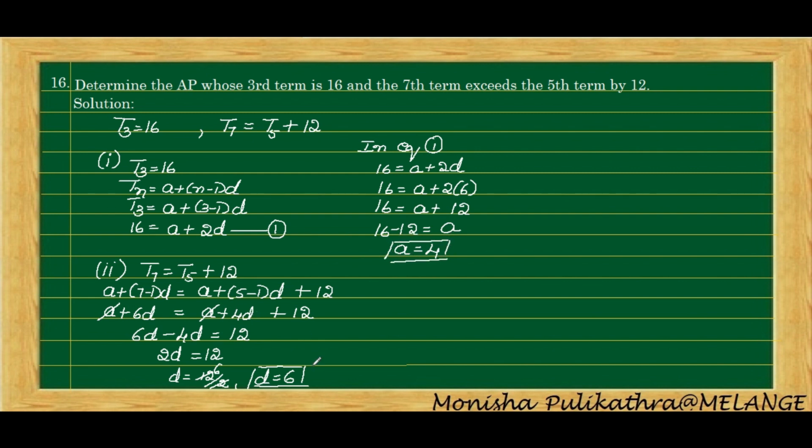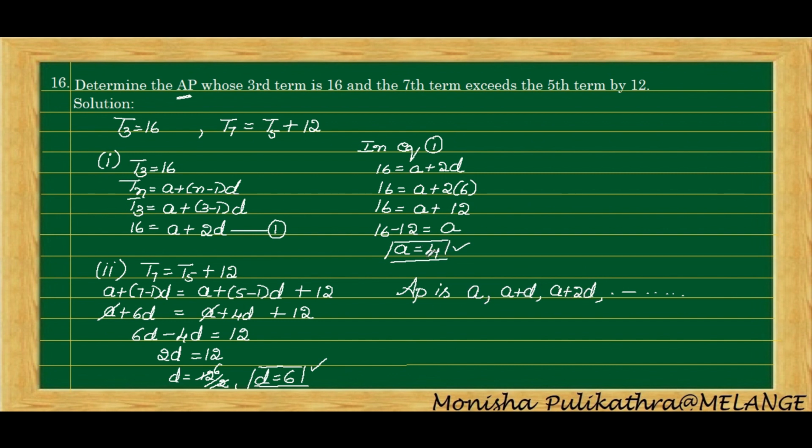Okay. So after getting D and A, we need to find out the AP. AP means the general form of arithmetic progression. So what is the general form of arithmetic progression? In the introductory part I have explained it. The general form of arithmetic progression is A, A plus D, A plus 2D, etc. We can write as many terms as we want, but 3 is enough. A, A plus D, A plus 2D.